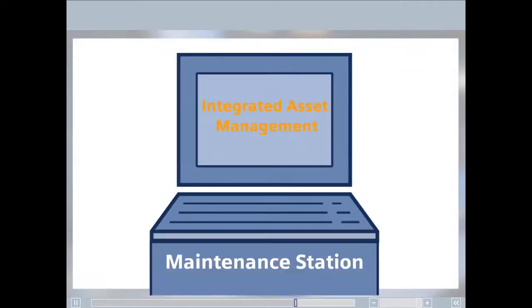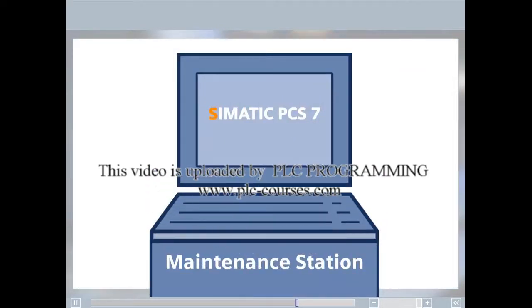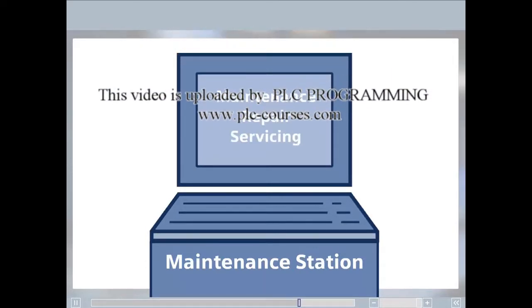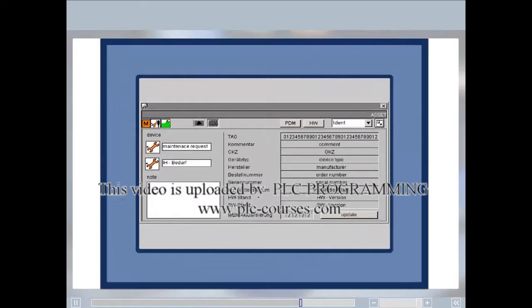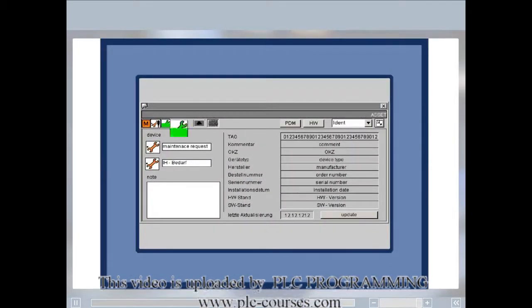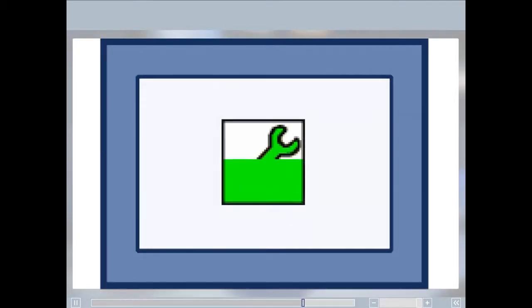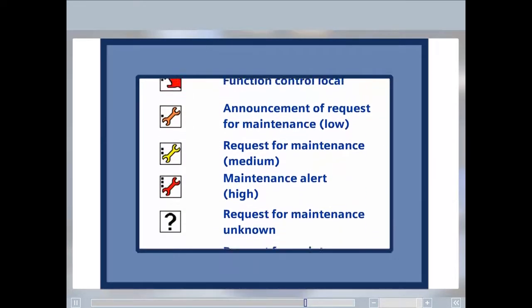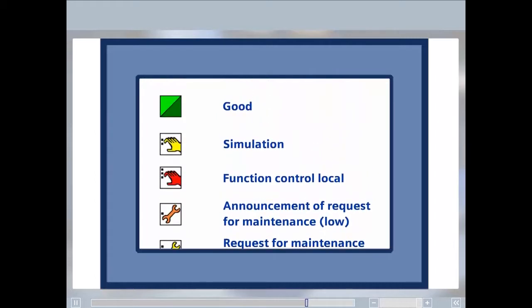To protect capital investment, we have introduced integrated asset management in SIMATIC PCS7, allowing predictive maintenance, repair, and servicing. We place particular importance on automatic functions for monitoring field devices and other plant components by acquiring measured values that characterize the status of equipment and machines.